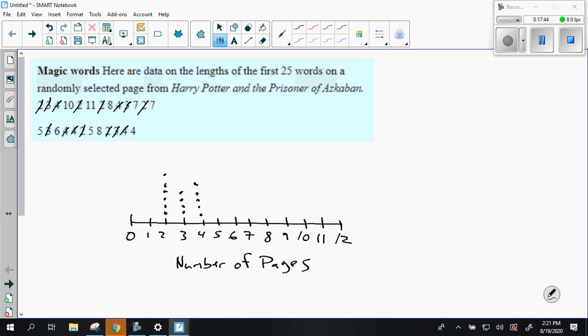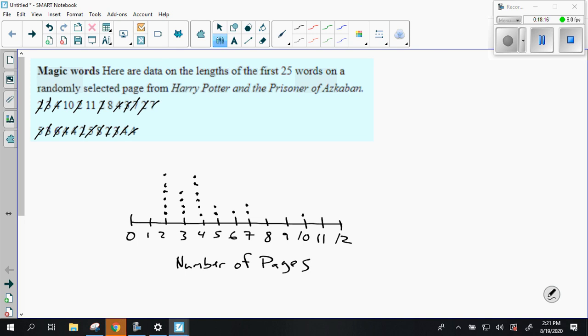All right. 5, there is 1 5 there. Oh, there are 2. And a 6. There is a 6 there. I'm not crossing these guys out as I go. 7s, there are 2 7s. Oh, there's a 10. And then there is an 11. And there we go. We did it.